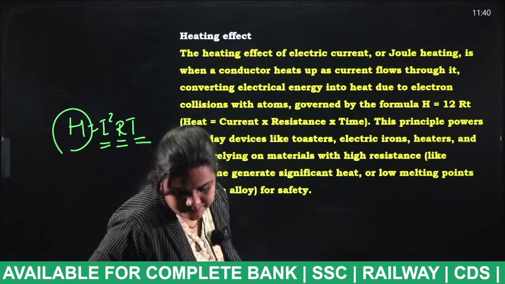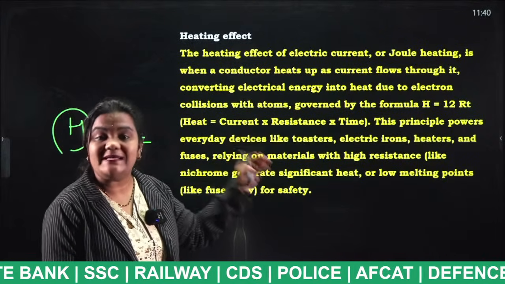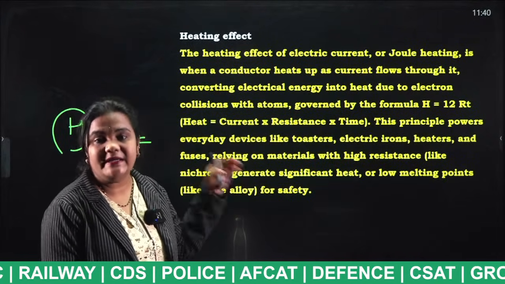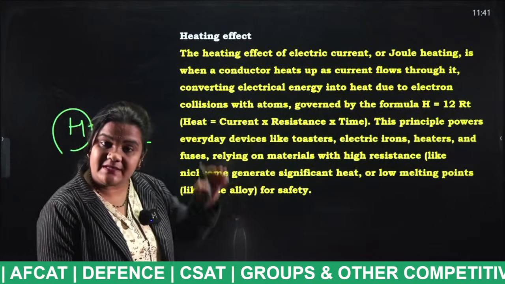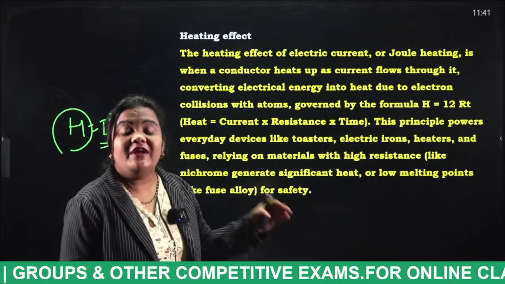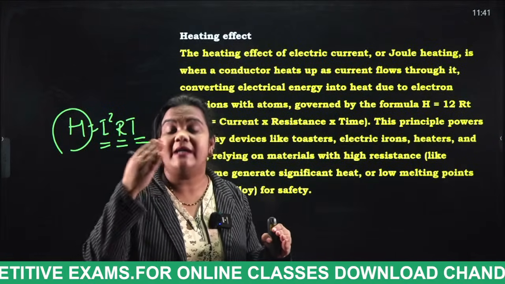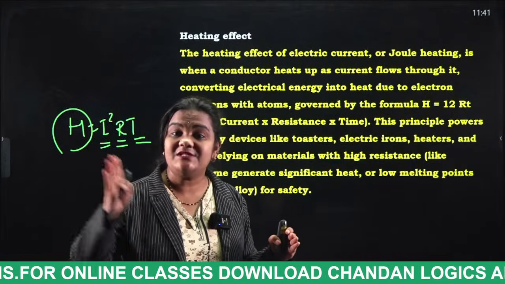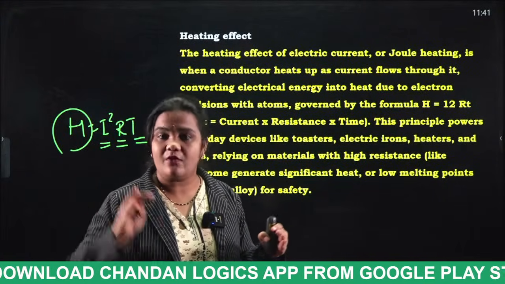The formula for this is H equals I squared RT. H is the heat induced, I is the current, R is the resistance, and T is the time. That means if heat energy is passed, the current induced will be doubled, even with the resistance, within a short period of time.